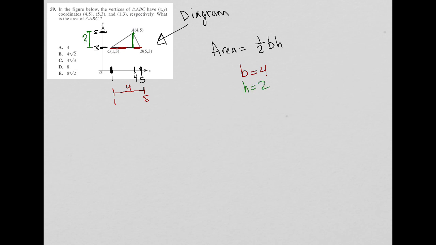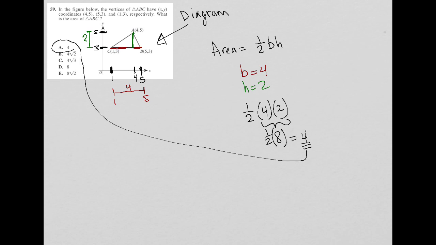So my height is equal to 2. Now all I need to do is plug all of this in, so I have 1/2 base, which is 4, times height, which is 2. 4 times 2 is 8, 1/2 of 8 is equal to 4, and therefore my final answer here is choice A.